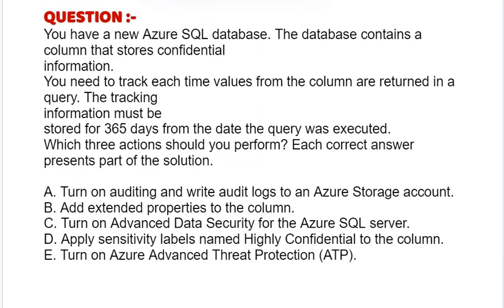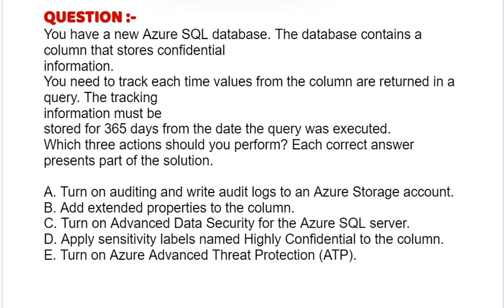Our next question is, you have a new Azure SQL database. The database contains a column that stores confidential information. You need to track each time values from the column are returned in a query. The tracking information must be stored for 365 days from the date the query was executed. Which three actions should you perform? Each correct answer presents part of the solution.